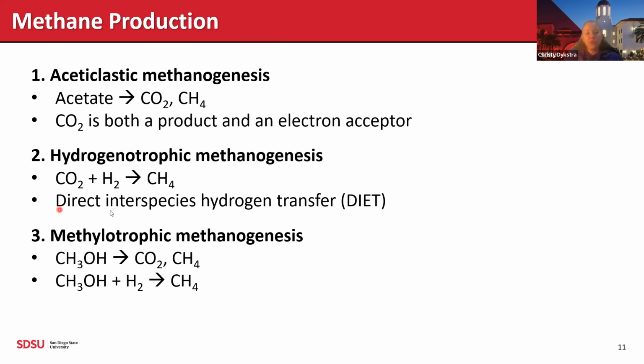Now, hydrogenotrophic methanogens take CO2 and hydrogen and produce only methane, so they don't produce any CO2. And one thing to note with these guys is they participate in what's called direct interspecies hydrogen transfer or electron transfer, sometimes called DIET. What is interesting about this is that they allow for the earlier steps of fermentation to happen. Some of those steps of fermentation are not thermodynamically feasible unless it's a fermentation process that's producing a little bit of hydrogen on this side.